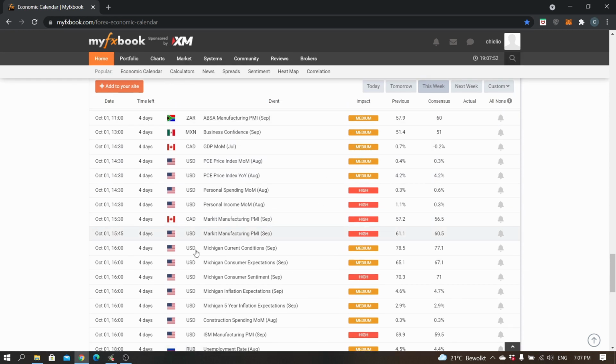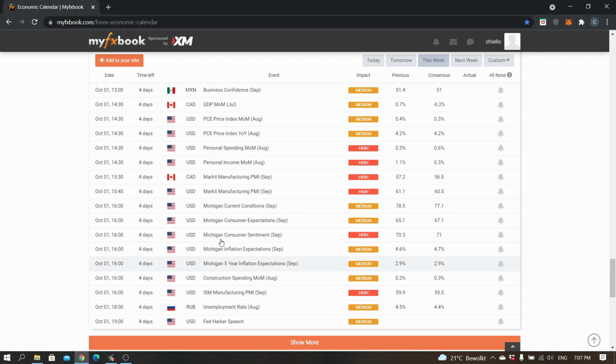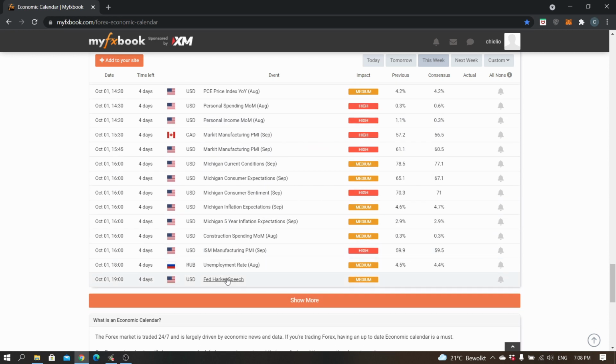And then here we have some things of the US dollar again. The PMI is important, Michigan consumer sentiment is important, and these two PMIs as well. These two not too much, these ones more, and then we have one more speech which I don't think will be too important. But that's the end of the week, and those are the most important economic events.